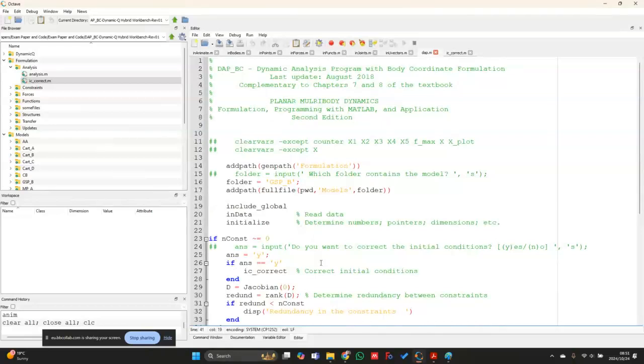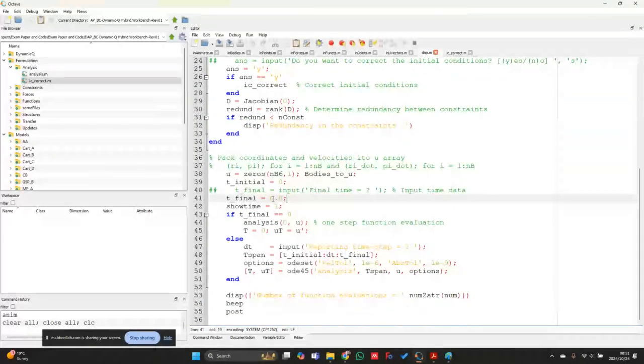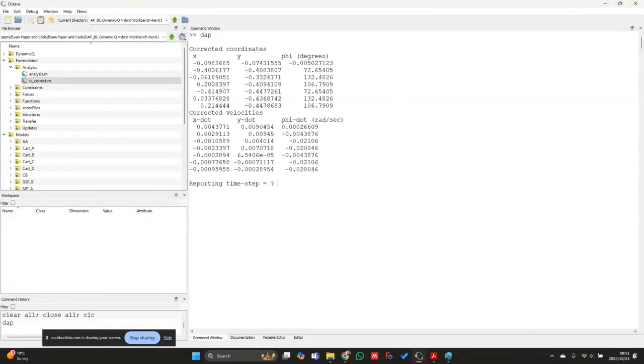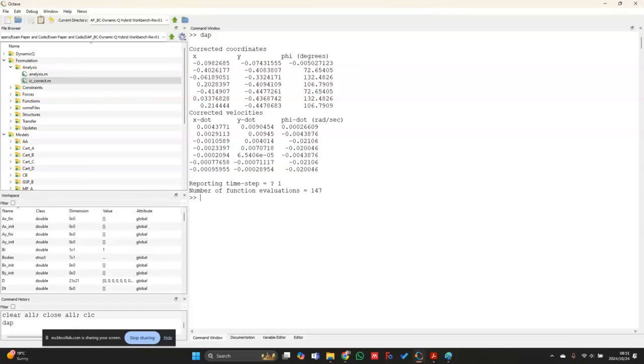And then I go back to DAP, and now they said we want to simulate it for 40 seconds with a 0.4 second time step. Now in my case, I'm just going to use a bit of a more coarse time step over here. I just want to check how the actual motion of the system now looks. So I'm going to run DAP. Now it asks for a reporting time step, so let's perhaps do 1 second in this case. Okay, so it took 150 function evaluations.